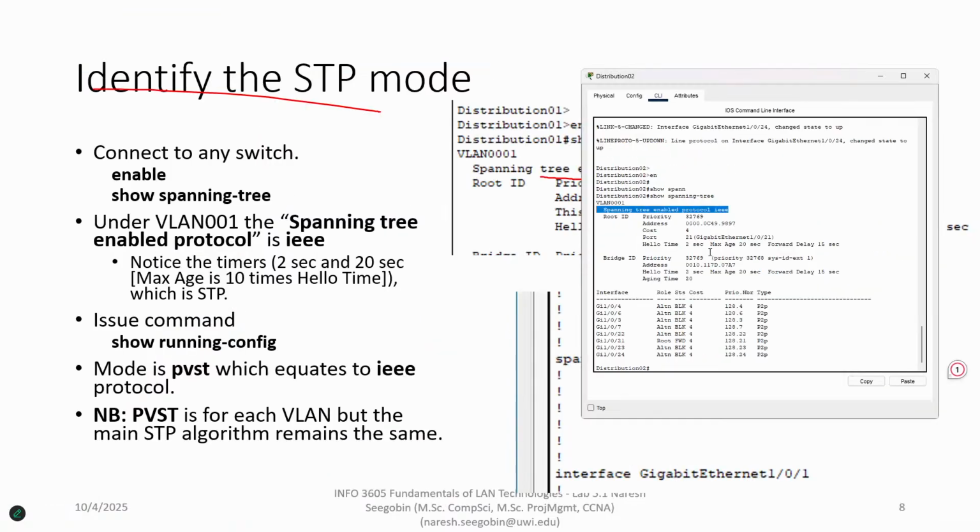Let's bring this back up. Right, so the hello timer is 2 seconds. Actually, the max age is 20 seconds. Max age is 10 times the hello time. That's spanning tree style. That's what you do. You can't change this, but in most environments, you do need to change it.